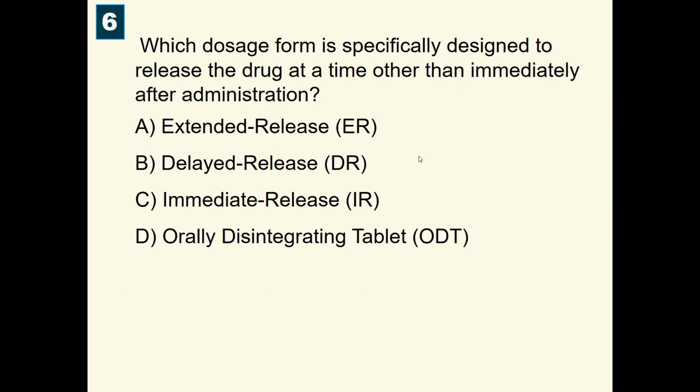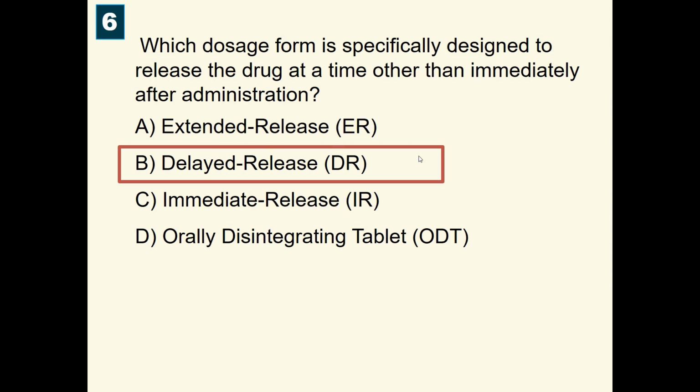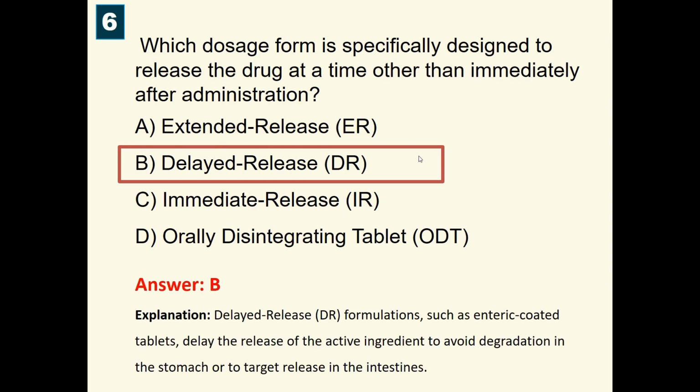Which dosage form is specifically designed to release the drug at a later time rather than immediately after administration? A. Extended release. B. Delayed release. C. Immediate release. D. Orally disintegrating tablets. The correct answer is delayed release. The delayed release formulation can be enteric-coated or target other sites of the GI tract, avoiding degradation in the stomach or releasing into a specific site of the intestine. The main factor here is delaying the starting time.